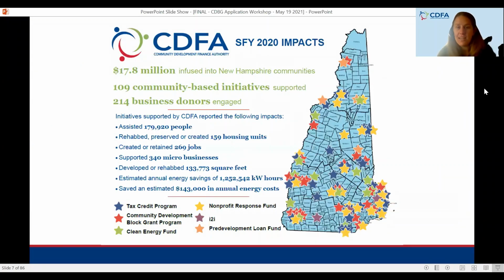So CDFA in 2020 invested nearly $18 million in communities across New Hampshire, and you can see from this map that it does span many communities in our state. We are always looking to engage with those communities that have not yet applied for funds or haven't applied recently. But last year we supported nearly 109 different projects, and these represent those projects.